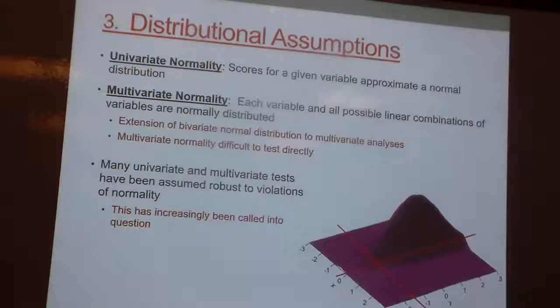Now, many of our tests historically assume some level of robustness to violations. A lot of this is derived from increased computing power and being able to run really intense simulation studies under a number of different conditions, and we're starting to question the extent to which some of these tests that we've tended to think of as robust actually are robust. When we're talking about robust, what does this mean? If I say a test is robust to violations of underlying assumptions, what does that mean, Sam?